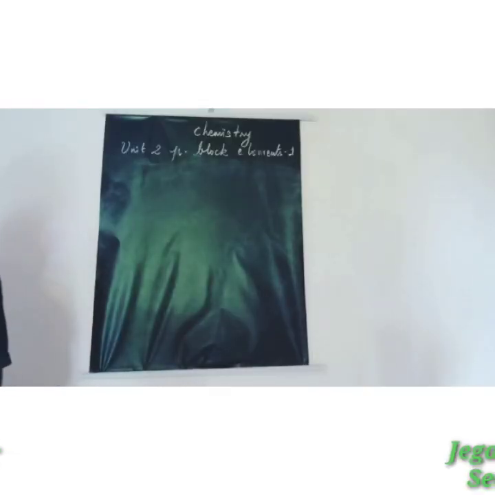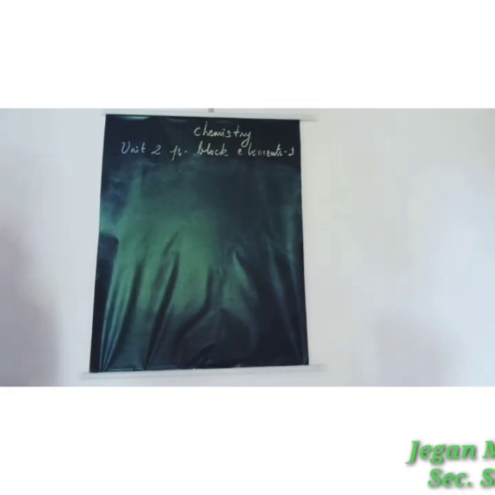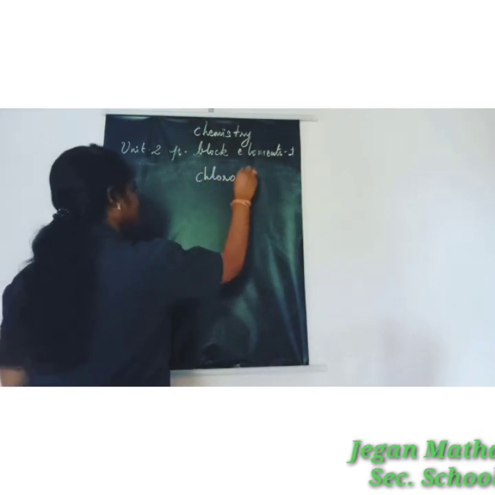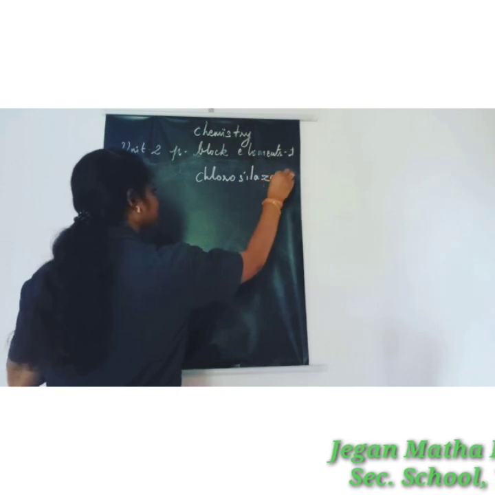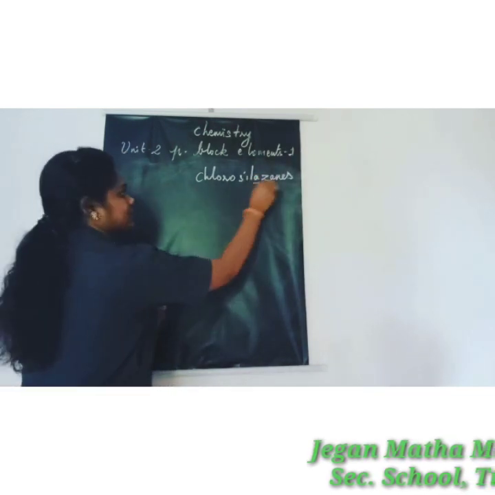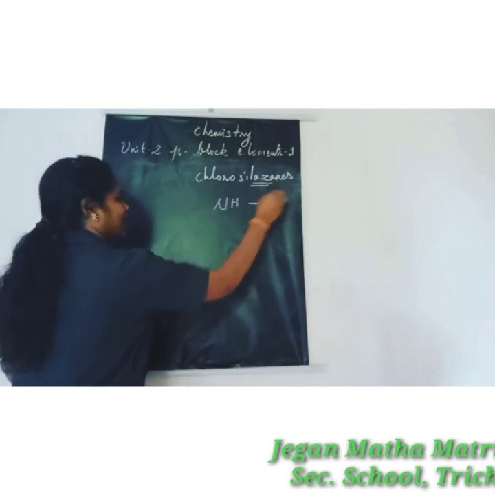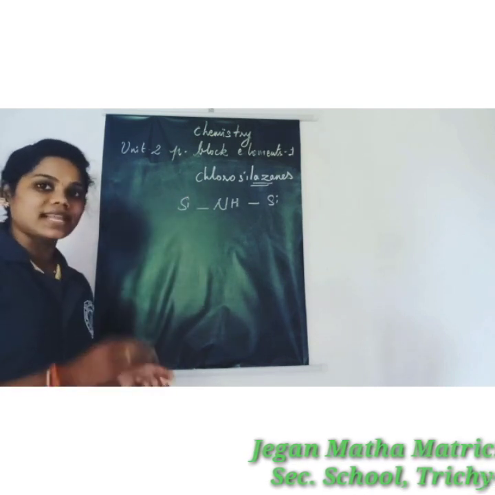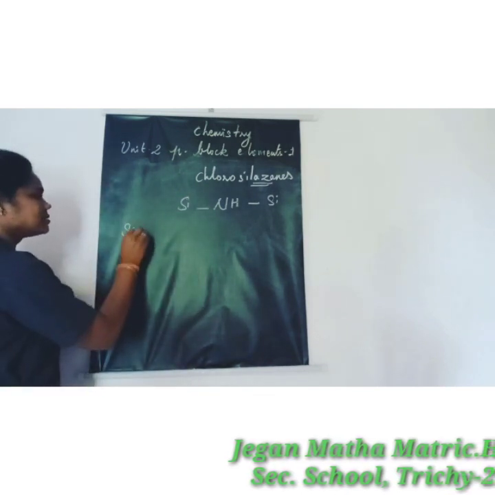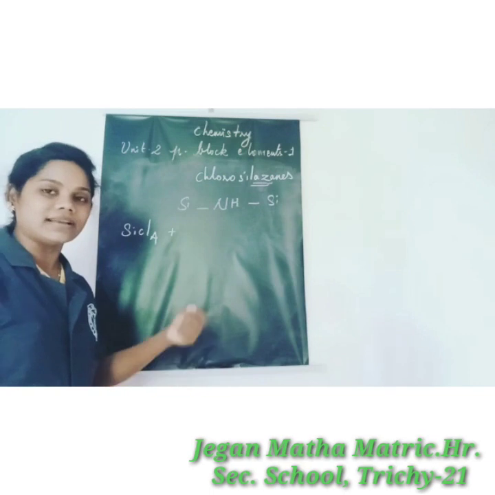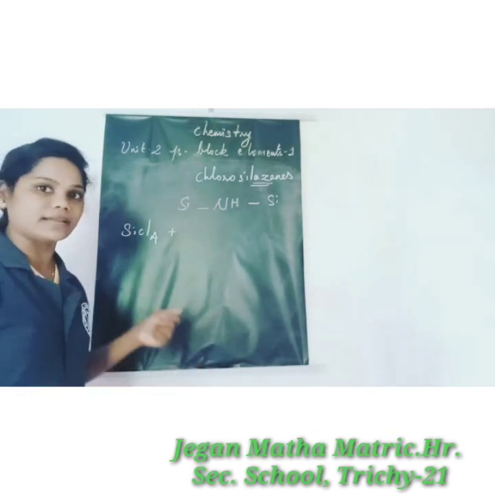And then let us see the ammonolysis. Ammonolysis means reaction with ammonia. Similarly, silicon tetrachloride undergoes ammonolysis to form chlorosilazanes. Okay. So here azane means NH. Silazanes represent here Si, here also Si. Okay. So silicon tetrachloride, that is SiCl4, is reacted with ammonia. The formula for ammonia is NH3.